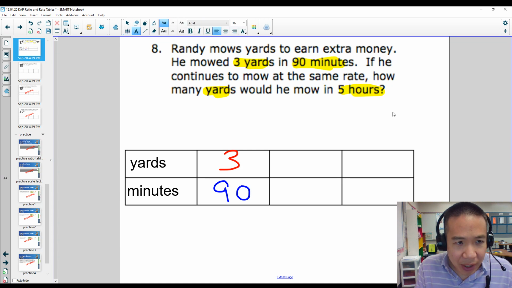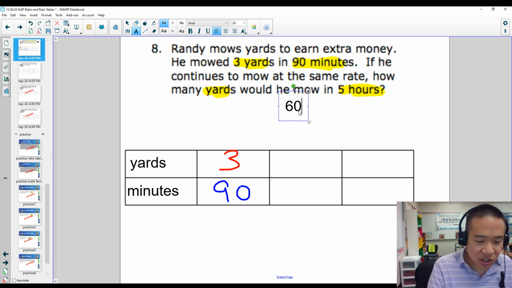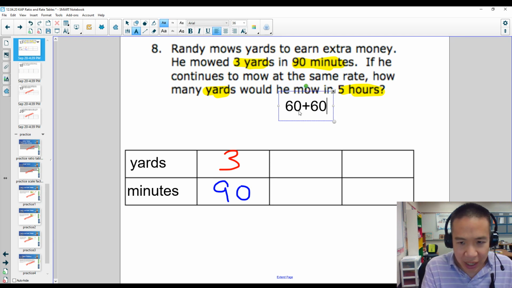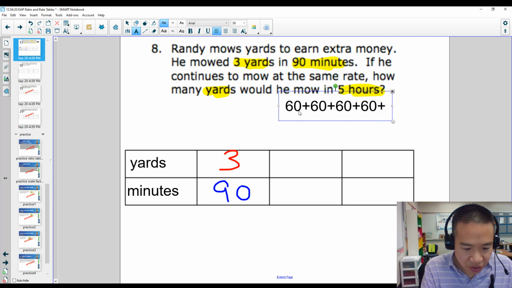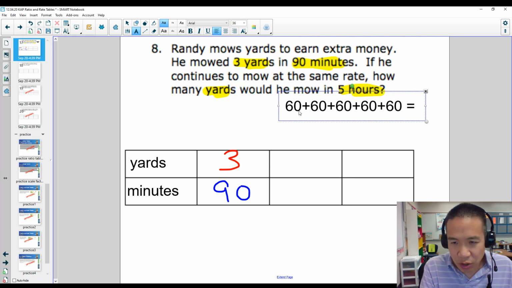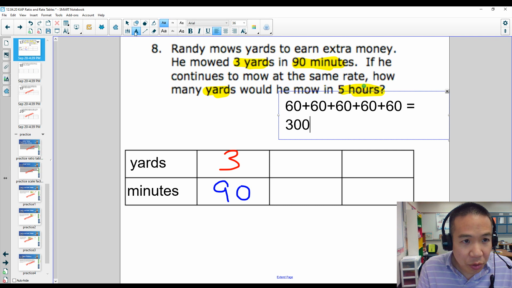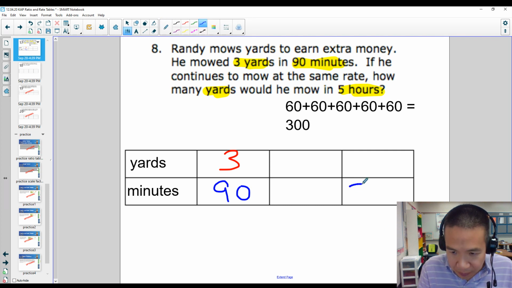Well, let's think about it. An hour consists of 60 minutes. 2 hours consists of another 60 minutes. 3 hours, 4 hours, 5 hours. 5 groups of 60, or 60 times 5, is 300. So 300 goes here. There are several ways you can solve it.